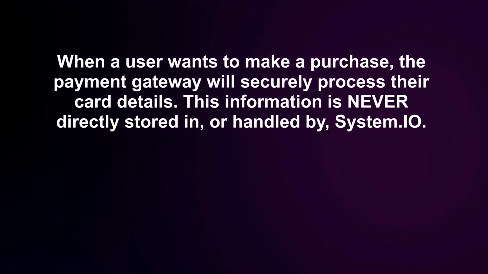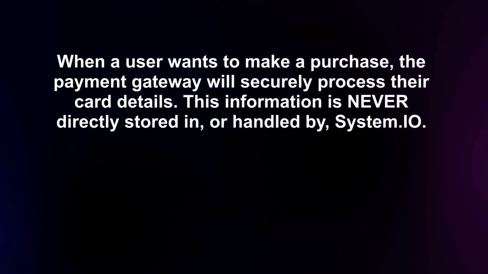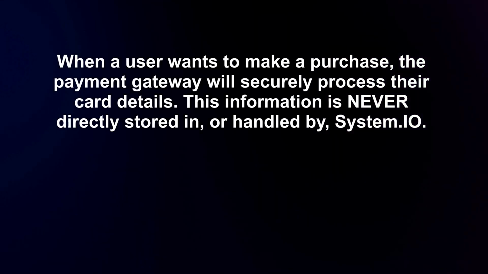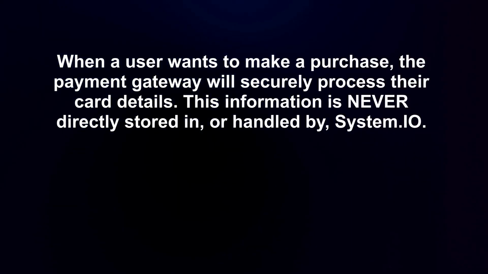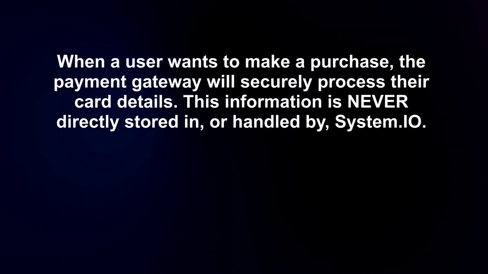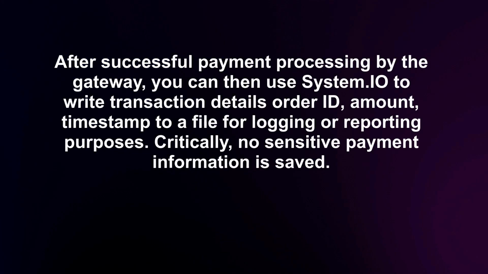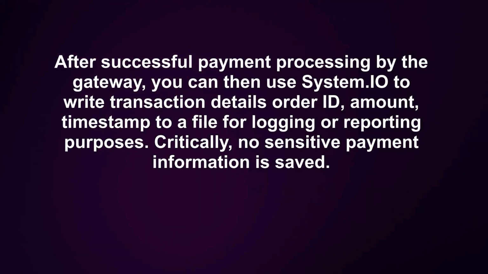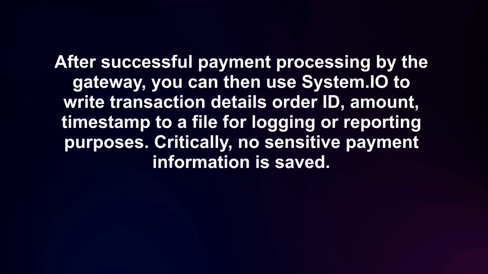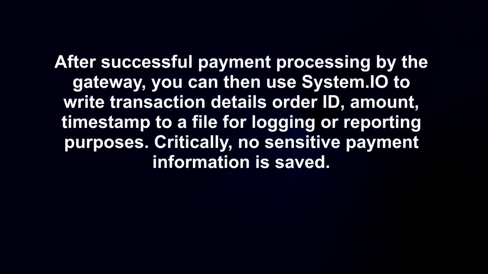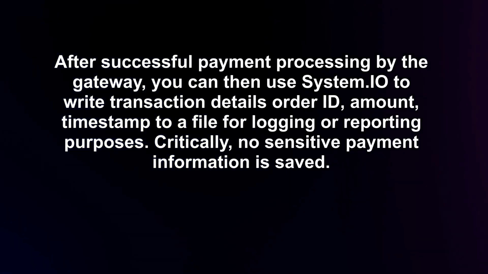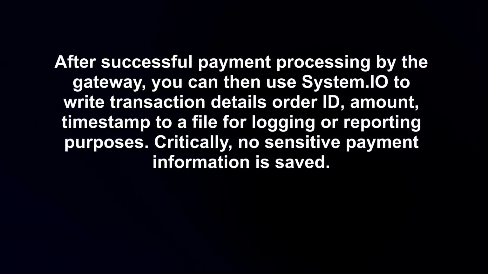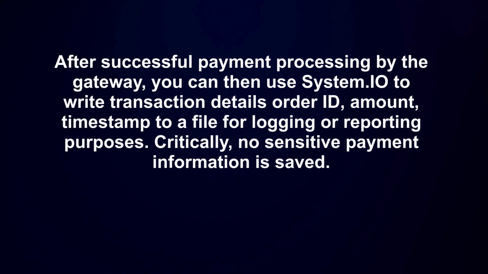When a user wants to make a purchase, the payment gateway will securely process their card details. This information is never directly stored in or handled by System.io. After successful payment processing by the gateway, you can then use System.io to write transaction details, order ID, amount, timestamp to a file for logging or reporting purposes. Critically, no sensitive payment information is saved.